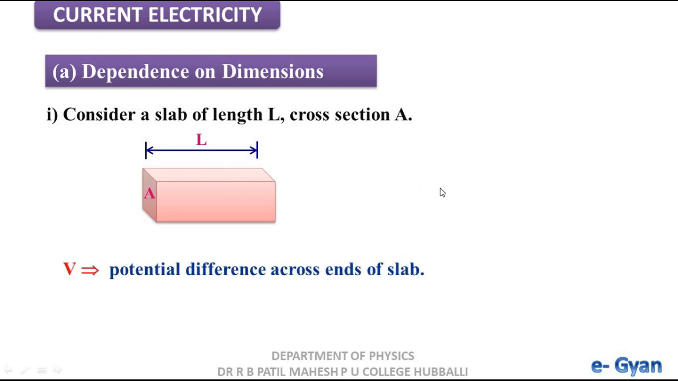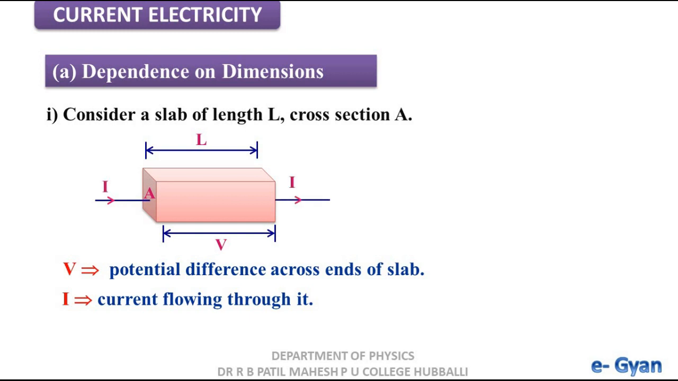Let V be the potential difference across the ends of the slab, shown across the length of the conductor. Let I be the current flowing through the conductor, along its length. Now, by using Ohm's law, we can write V by I is equal to R. The ratio of voltage and current is equal to resistance of the conductor. I am going to use this as a reference, and then study how resistance changes with respect to length and with respect to cross-sectional area.